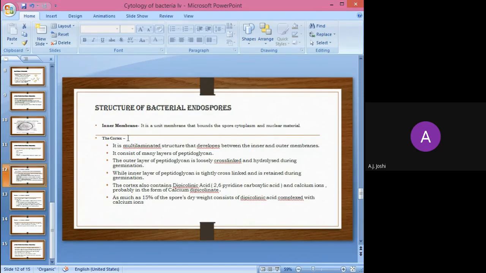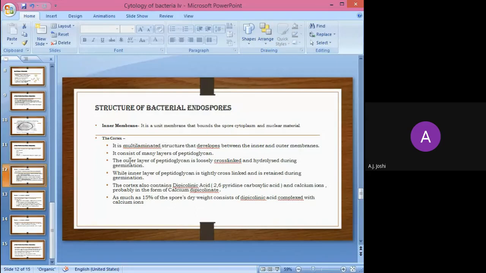So the inner membrane is a unit membrane that bounds the spore cytoplasm and nuclear material. Whatever the core or endospore protoplast is there, that is bound by a unit membrane known as the inner membrane. So the role of the inner membrane is that it just binds the core. Whatever the nucleoid is there, ribosomes are there, that inner core is bound by the inner membrane.